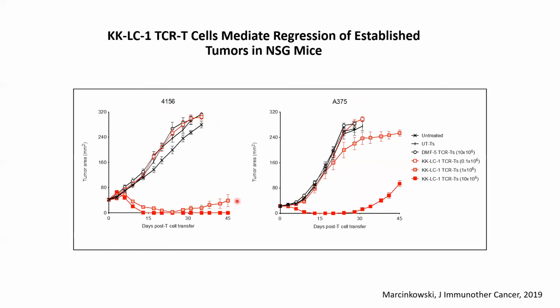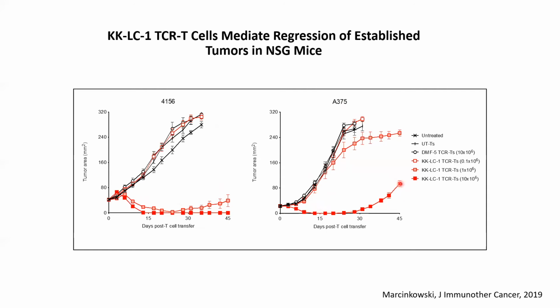This is at the lowest, intermediate, and highest dose. And at the highest dose, all these mice appear to be cured. The same thing with this A375 cell line, except that many of these tumors grew back eventually. And these cells are missing the KKLC1 antigen. We determined that in the laboratory.